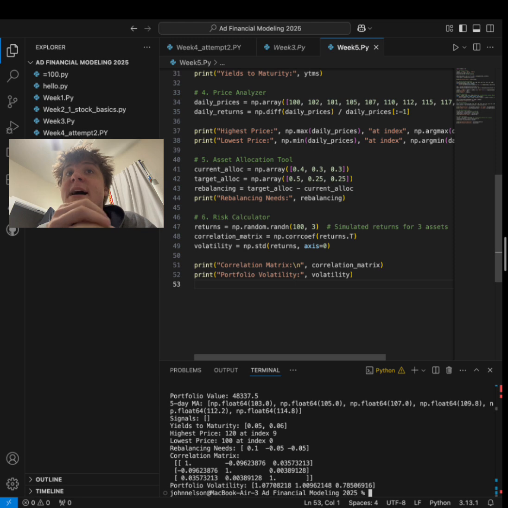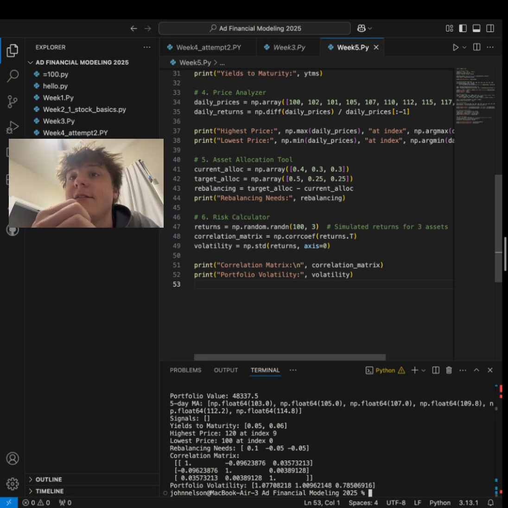Then number 5, asset allocation tool. If we look at line 40, we can see number 5, asset allocation tool. Line 41, current alloc equals np.array 0.4, 0.3, 0.3. Target alloc np.array 0.5, 0.25, 0.25. And then rebalancing is target allocation minus current allocation. Then we print rebalancing needs, so all the needs we need rebalancing in the terminal.